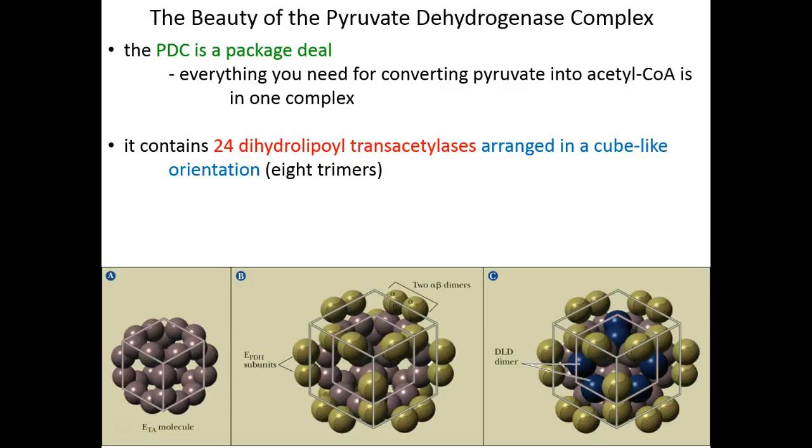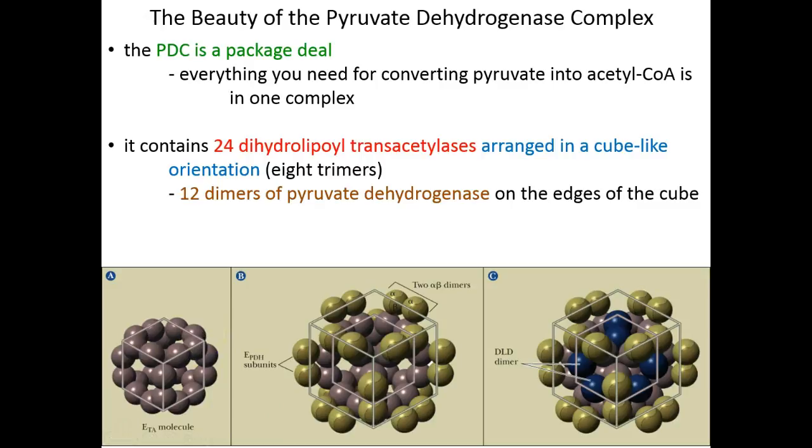You start with 24 individual subunits of dihydrolipoyl transacetylase. Remember that enzyme we use in 2 different steps of the conversion. They are arranged as 8 trimers in a cube-like orientation, and we see them here on the left, kind of in this dull purple. If we think of that as a cube, along the edges of the cube are another 24 subunits of pyruvate dehydrogenase, the enzyme that we need in step 1 of this conversion, the enzyme that decarboxylates pyruvate into hydroxyethyl. Those 24 subunits are arranged as 12 dimers, again, along the edges of the cube.